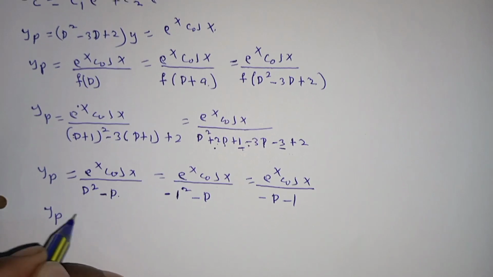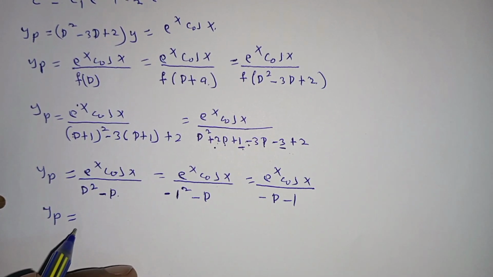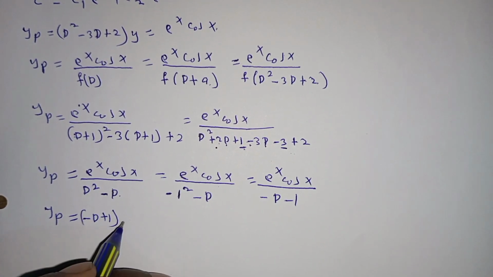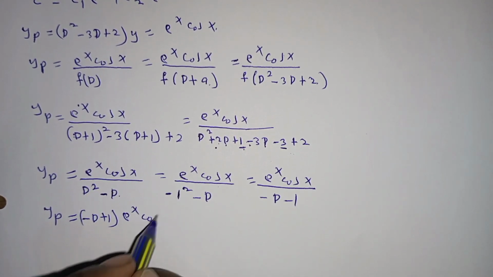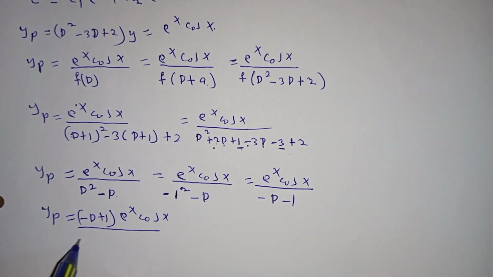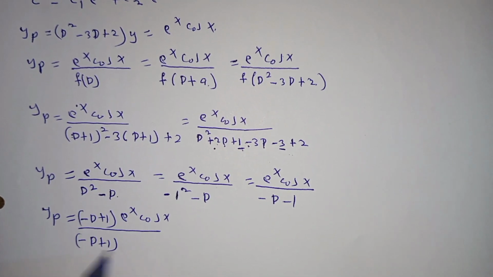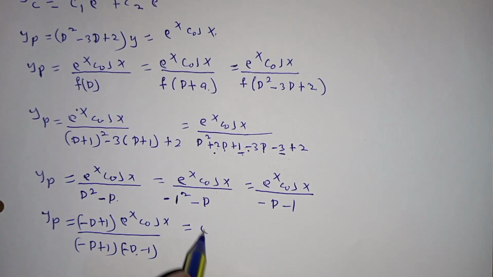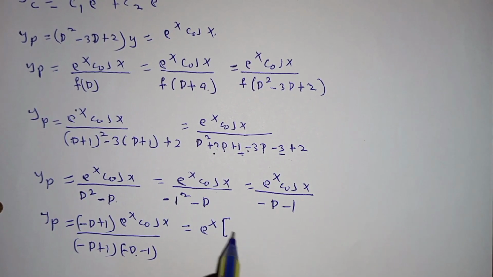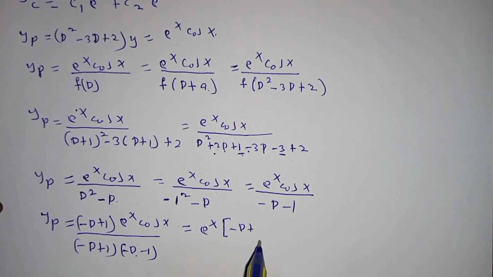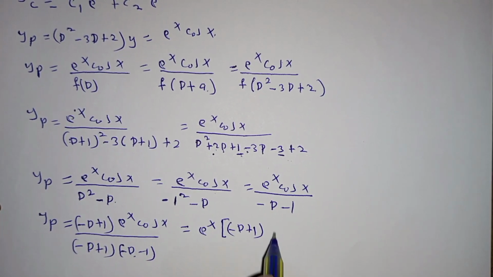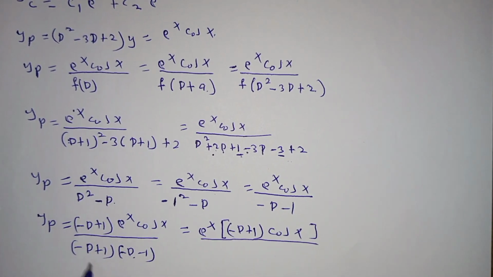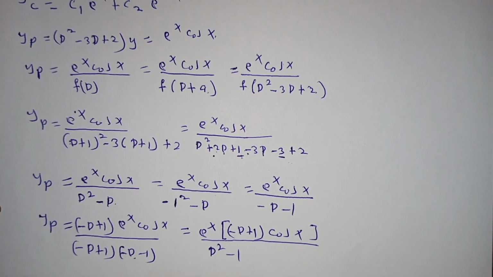So yp is equal to e^x cos x divided by minus d minus 1. We multiply by minus d plus 1 on the top and the bottom. This is equal to e^x times (minus d plus 1) cos x, we close that bracket, divided by, this will be d squared minus 1.